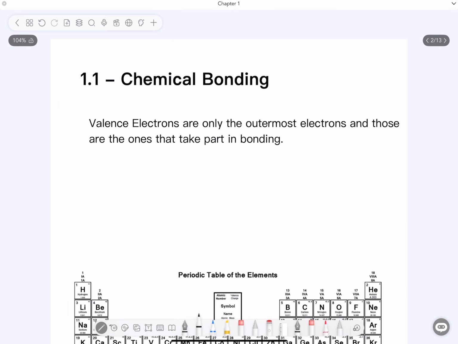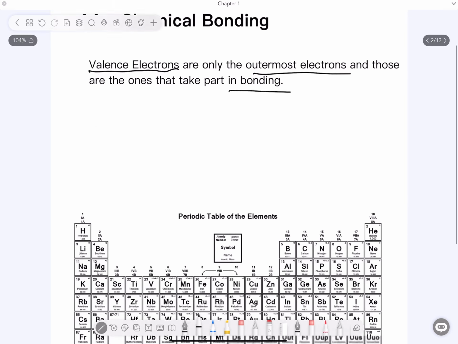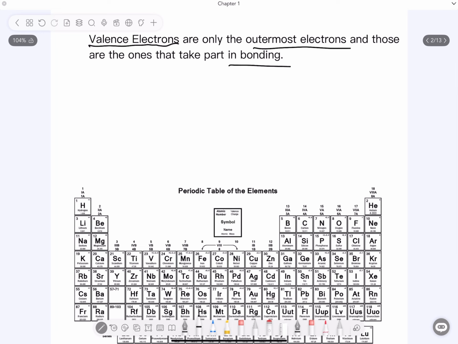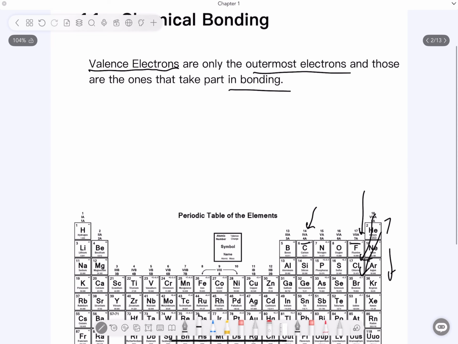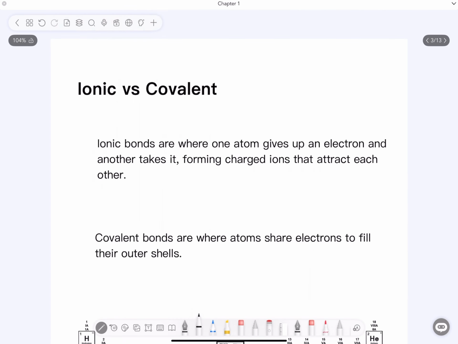Now, the important thing about chemical bondings is that valence electrons are the outermost electrons, and those are the ones that take part in bonding. So, quick recap. For carbon, right here, it's in the column 4A, so it has 4 valence electrons. And if we look at fluorine right here, it has 7, and it goes down in rows. So chlorine has 7 valence electrons, and bromine also has 7 valence electrons. And these are the ones that take part in bonding, like I was saying.